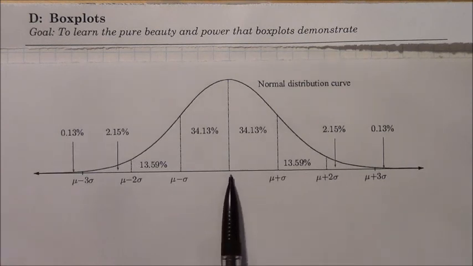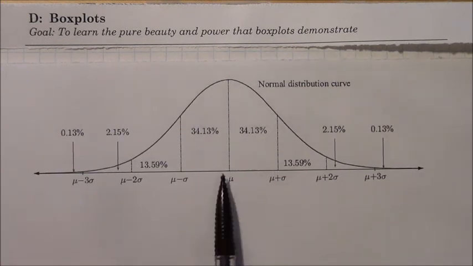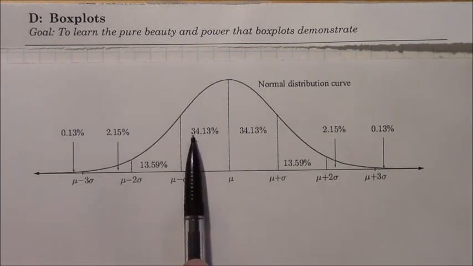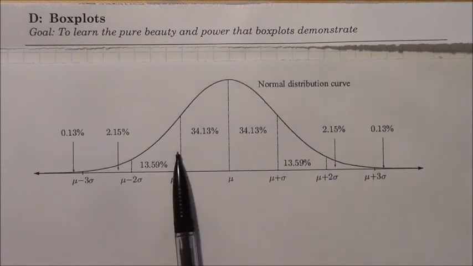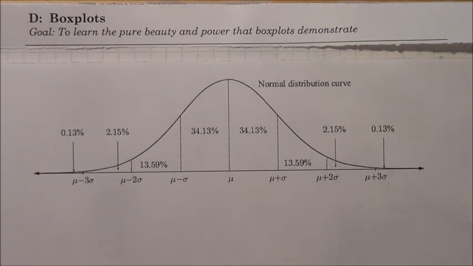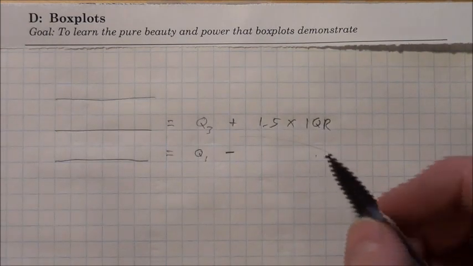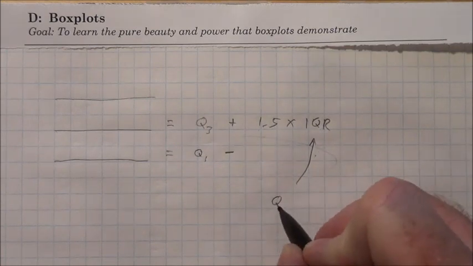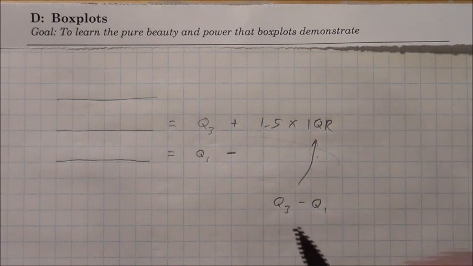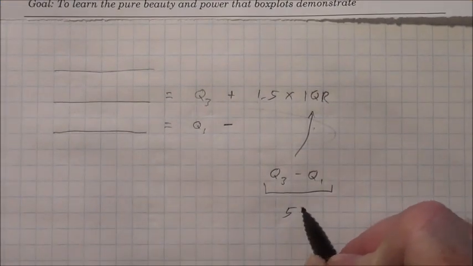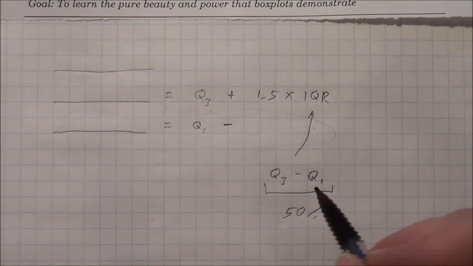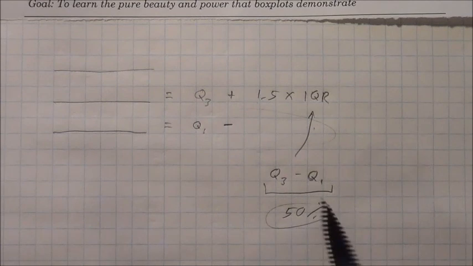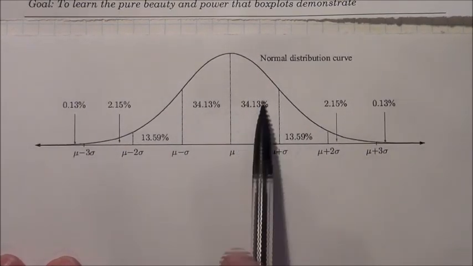And so if we look at one deviation to the right and one deviation to the left, that gives us roughly 68% of all the data within one deviation of the mean. When we look at the interquartile range, remember that it is calculated by Q3 minus Q1. That is telling us where the inner 50% of the data is, or the 50% closest to the mean, or the median. So we're looking at 50% when we're talking about interquartile range, but when we look at standard deviations, we're looking at 68%.